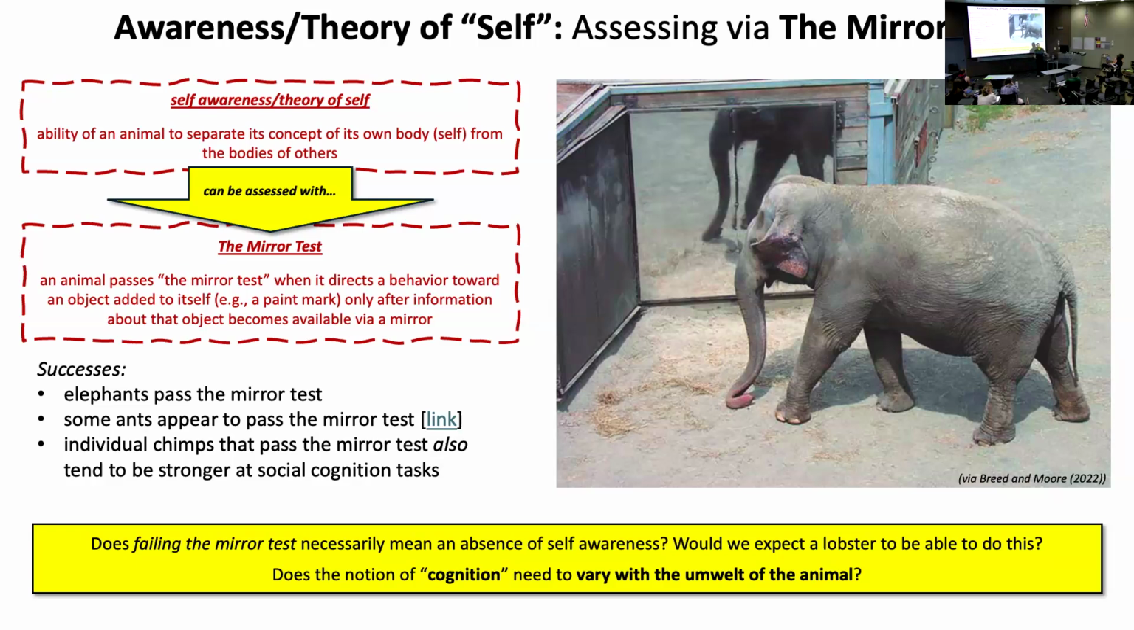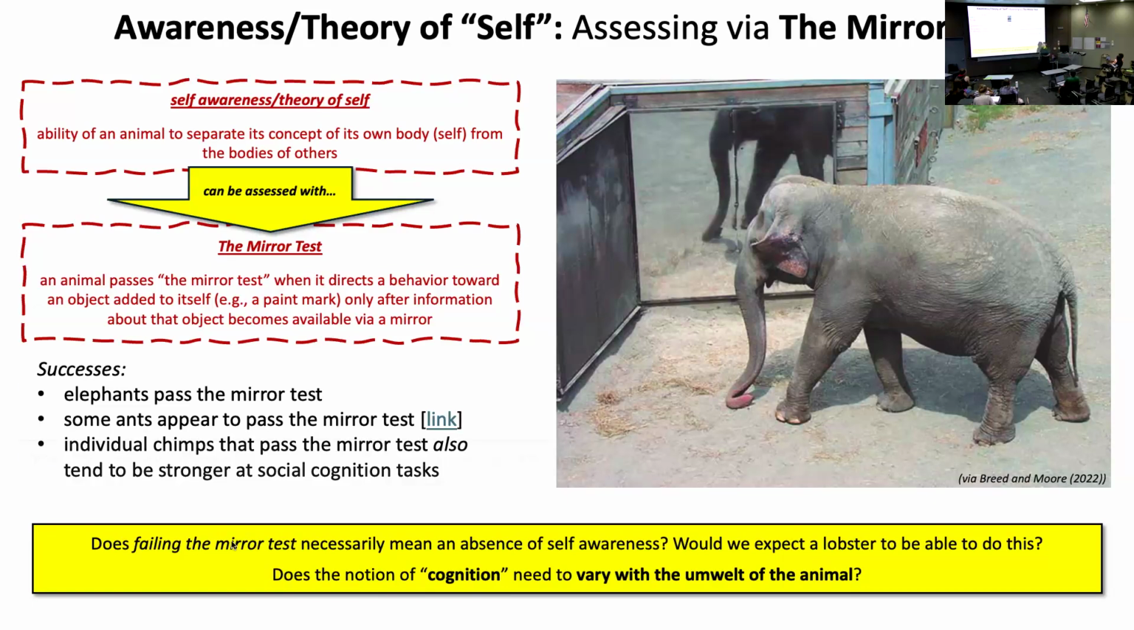So general cognitive abilities are higher in some individual chimps than others, even within a species. But failing the mirror test doesn't necessarily mean that there's no cognition there or no recognition of self. Just because a lobster doesn't touch its body, it may have no way that it can respond, or it just might not be in the umwelt of the animal. Just because it doesn't know how to sense that particular addition to its body, it doesn't mean that if you found a way to communicate, there was some difference, it wouldn't respond.